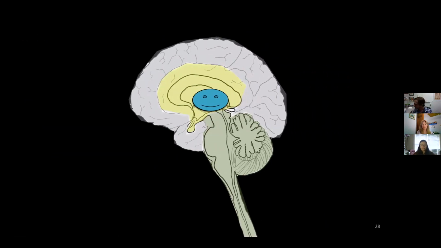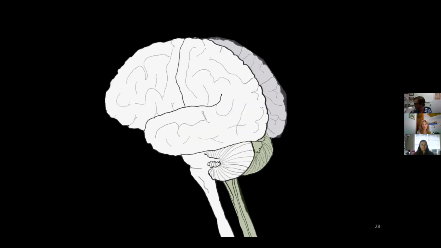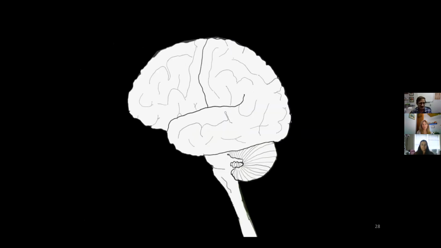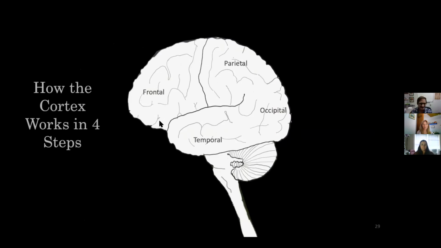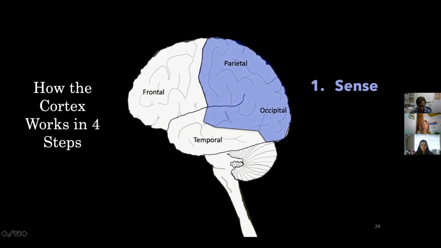So let's put the brain back together and talk about how the cortex works when the thalamus lets signals through. The cortex has 4 different lobes. Maybe you tuned in to another neuroscience talk and they told you about these. The frontal lobe here in the front, the parietal lobe in the back, the occipital lobe in the way back, and then the temporal lobe kind of hanging down here on the side.